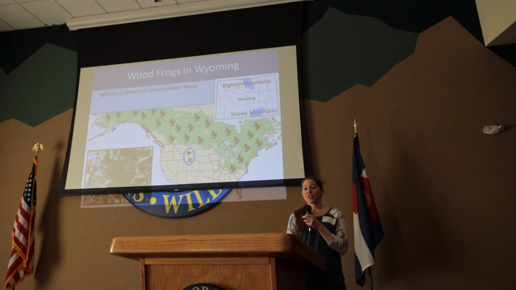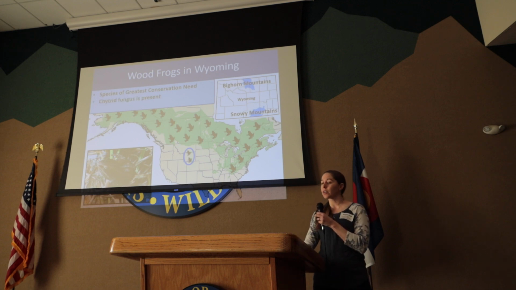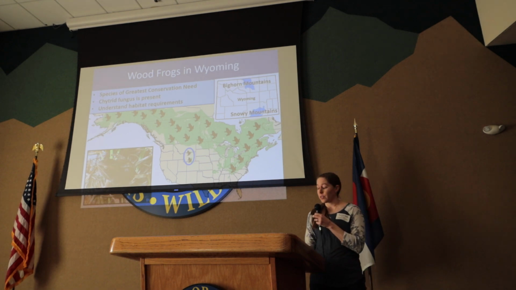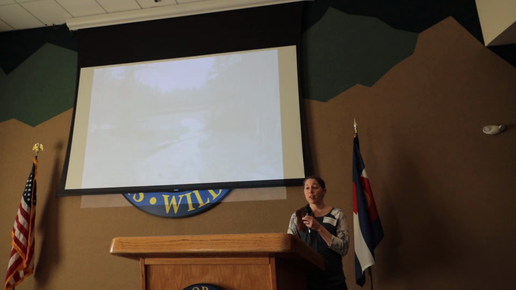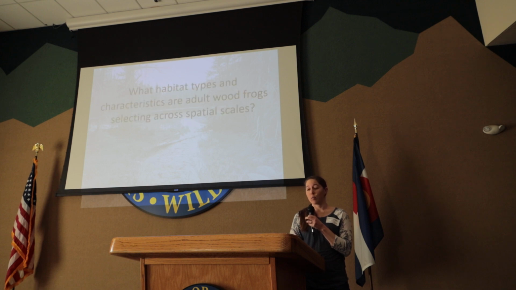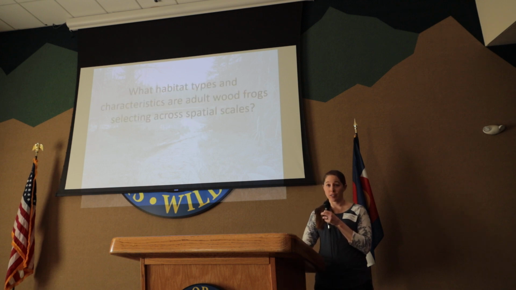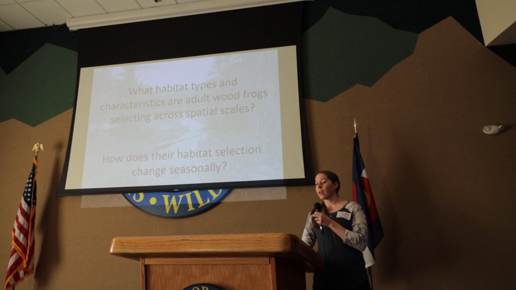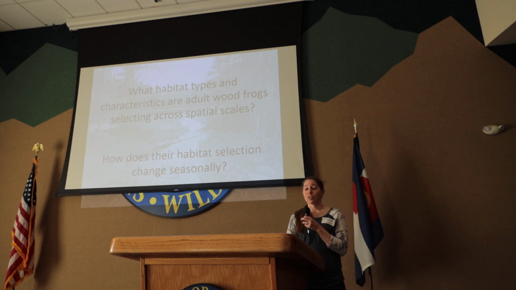It's considered a species of greatest conservation need in the state of Wyoming, and this is because we already know that chytrid fungus is present in these systems, and we have a lack in understanding of their habitat requirements. And so therefore, we asked, what habitat types and characteristics are adult wood frogs selecting across spatial scales? And how does their habitat selection change seasonally?